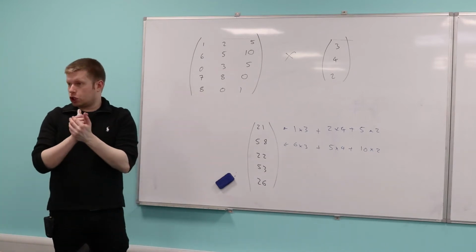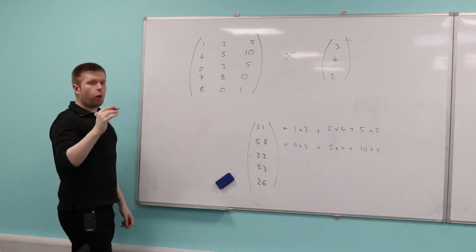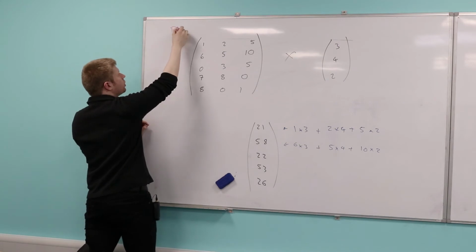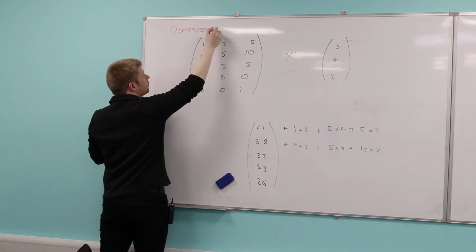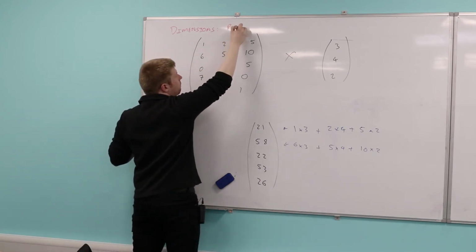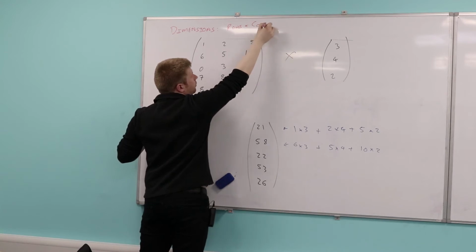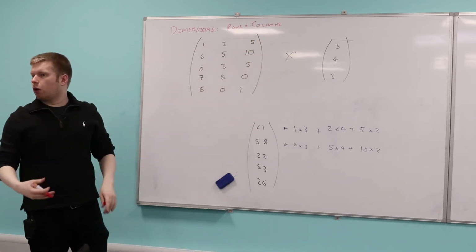First of all, the dimensions of the matrix. So we always write the dimensions of a matrix as the number of rows times the number of columns. Okay, so we say it's this many rows by this many columns matrix.